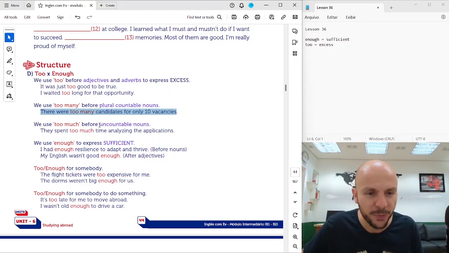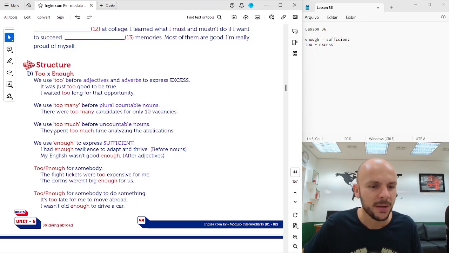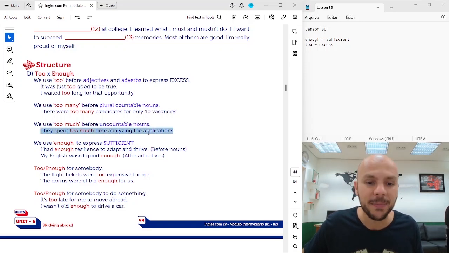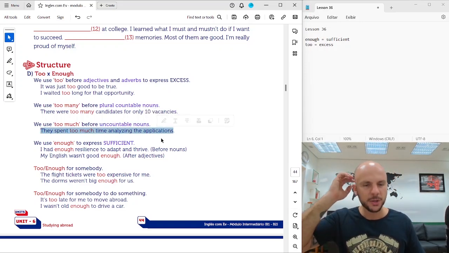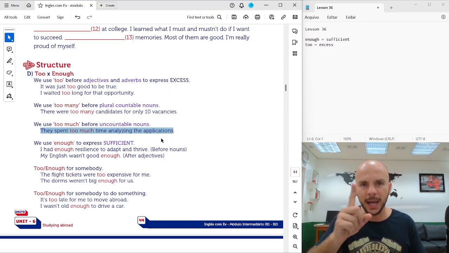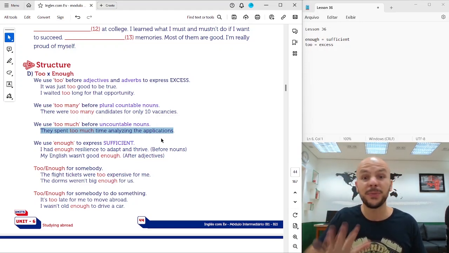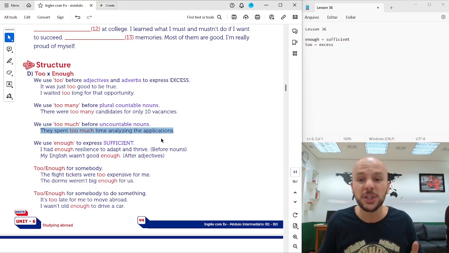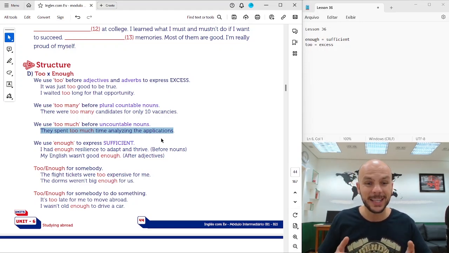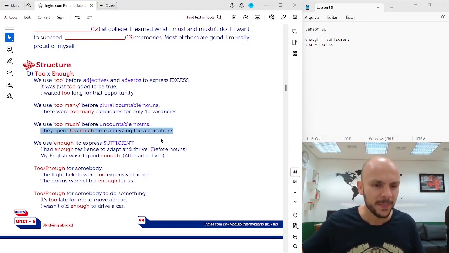Too much before uncountable nouns. They spent too much time analyzing the applications. Suppose they had 1 hour to analyze. They spent 5 hours, so they spent too much time. Too much time, okay? Time in excess, right?